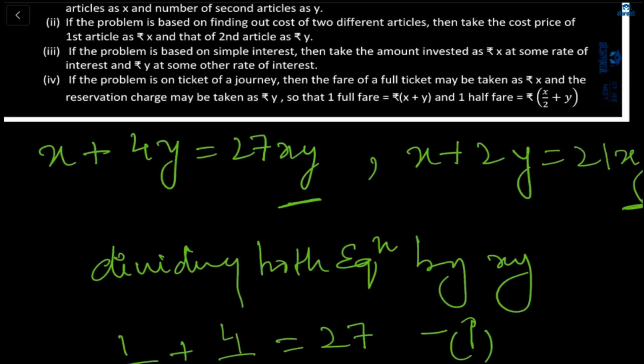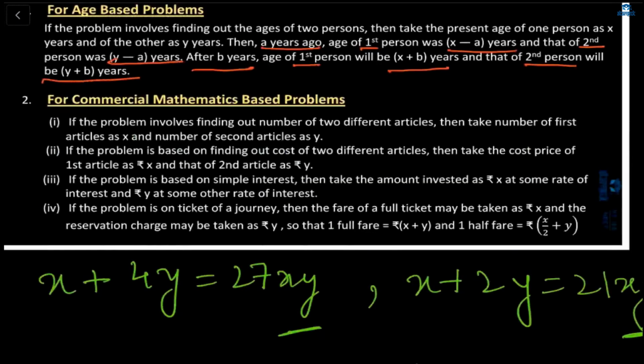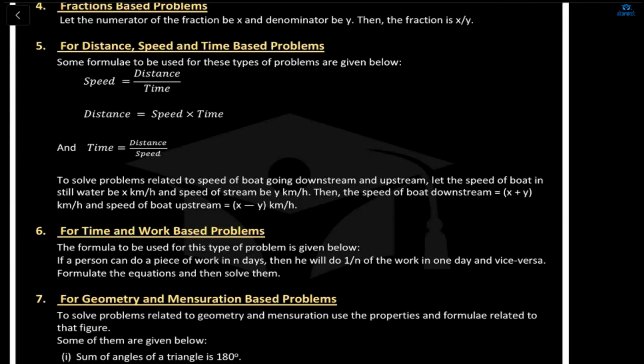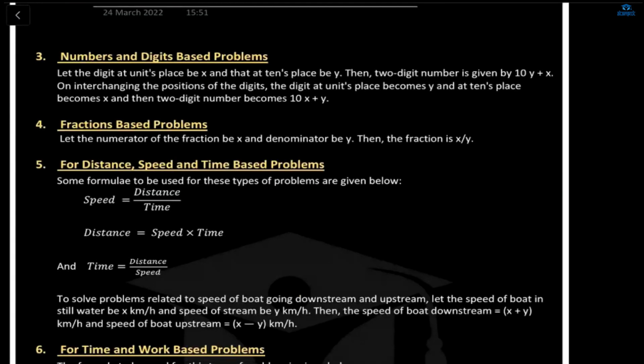Okay, understood? Any doubt in commercial mathematics based problems? Any doubt? Now numbers and digit based problems. Number and digit based problems are something like this. Sometimes a 2-digit number is given and you have to find it. So let the digit at unit place, we will assume as x, and we will assume the digit at tens place as y. Okay, so the equation will be formed as what?